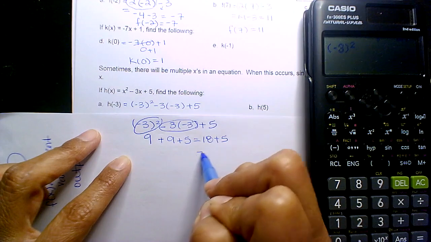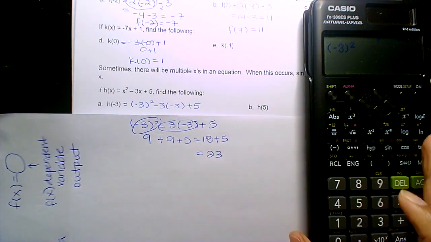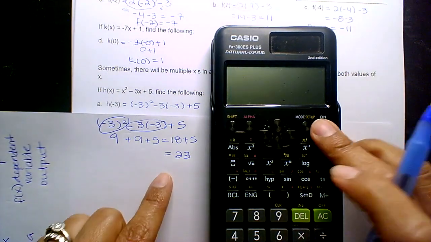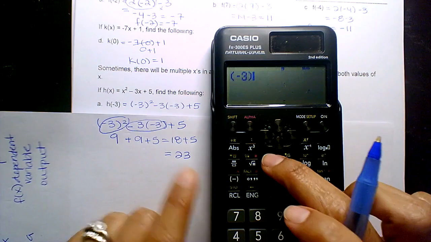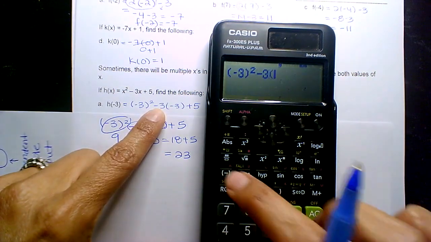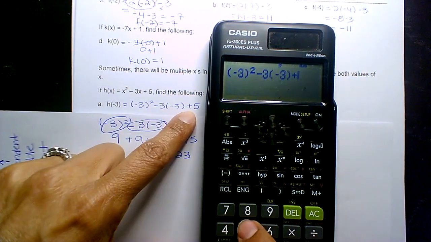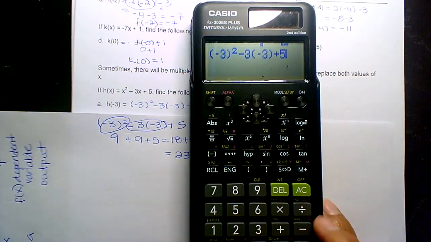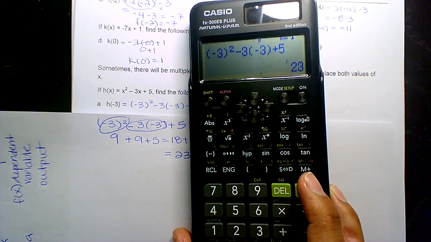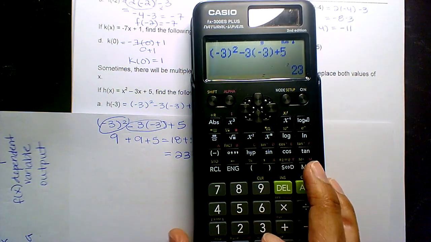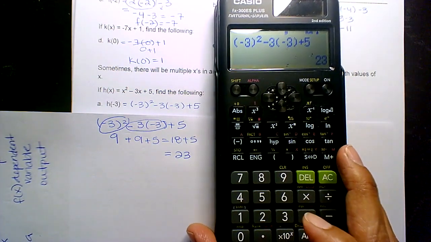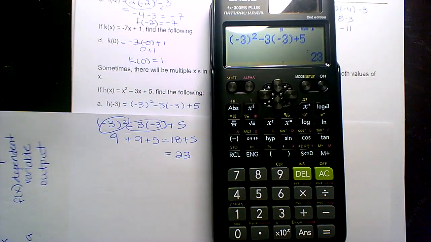18 plus 5 is 23, right? But you could have even loaded it all in one shot. So you could have negative 3 squared minus 3 times negative 3 plus 5. And as long as you trust your skill on the calculator, you can just type it in, hit equal, and there's your 23.